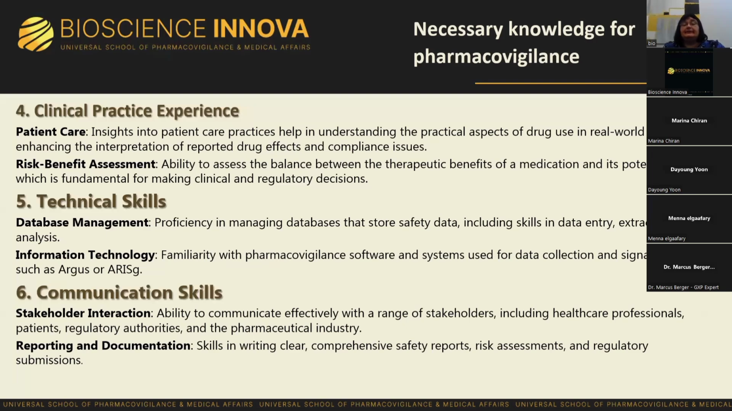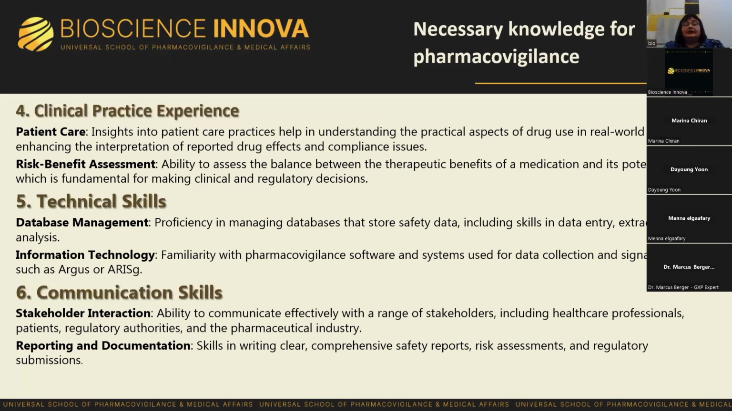Information technology: familiarity with pharmacovigilance software and systems used for data collection and signal detection, such as Argus, Global, or, for example, different databases such as the Vigibase database and other pharmacovigilance databases. Now, there are many databases; you choose which kind of database is perfect exactly for your company, for your pharmacovigilance department, for your pharmacovigilance service.